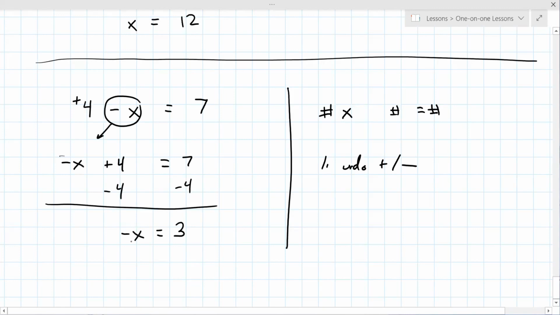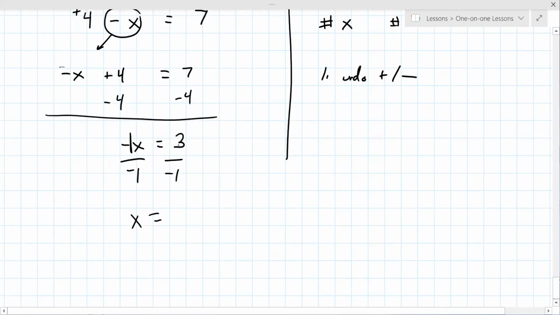Now this negative in front of x here is really a -1. How do you undo multiplication by -1? We do division. So you can divide both sides by -1. So now x equals what? What is any number divided by -1? 0? -1? Oh, wait, this is -3.